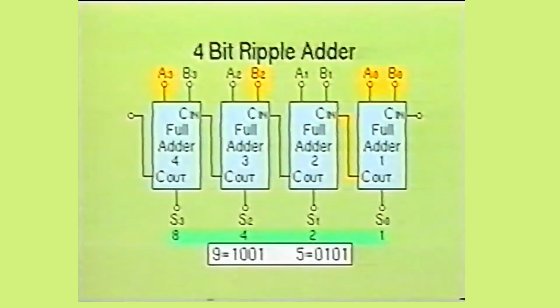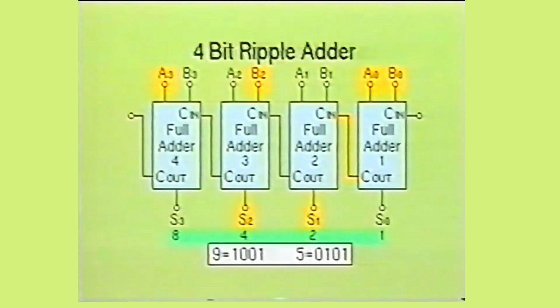The first full adder stage has a high on inputs A0 and B0 with a low at the carry-in. Therefore, the sum of this stage will be 0 and the carry-out will be high. The second full adder stage has a low on inputs A1 and B1 with a high at the carry-in input. This causes this stage to produce a high at the sum output and a low at the carry-out output.